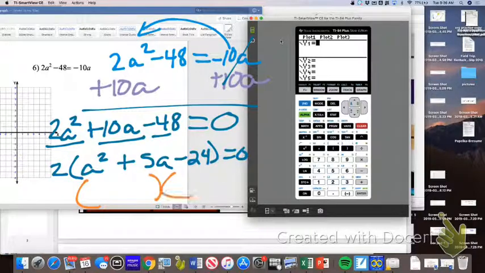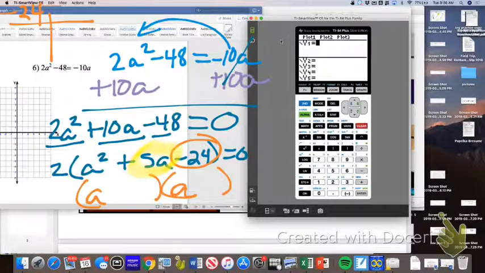Remember, to find my zeros, I need to break apart that trinomial into 2 binomials. The only way to get a squared is to do a times a. And then I'm going to set up my chart over here to the side. What am I going to multiply to get negative 24 that will add together to get 5? So by guessing and checking, I figured out that 2 and 12 get me 24, but they aren't going to get me 5. What's something else?